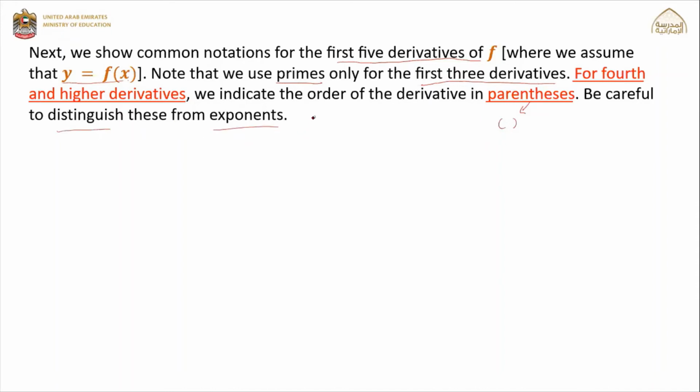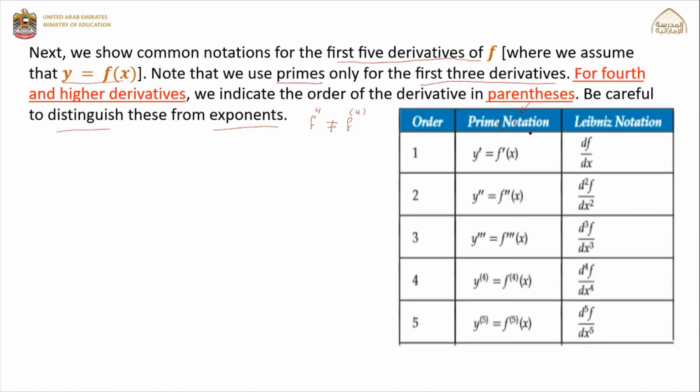That means if I have f to the power 4, it's different than f to the power 4 between brackets. Because on the left side, f to the power 4 means f times f times f times f, the product of f 4 times. But f to the power 4 between 2 brackets means the fourth derivative of f. So be careful about that.